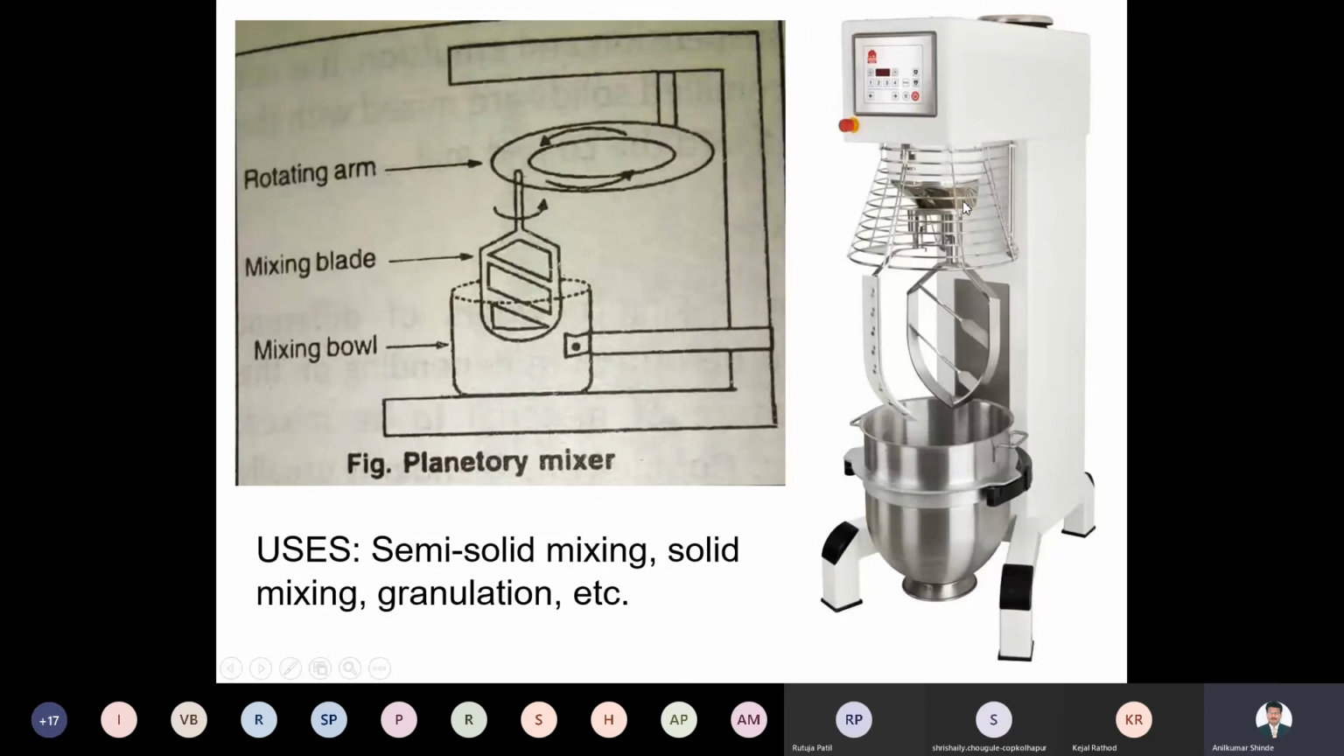Then there is one more mixer, a programmable type of mixer. You can prepare the program. It has software, and with the software settings you adjust the speed, adjust the time, and adjust the loading of the material into it.